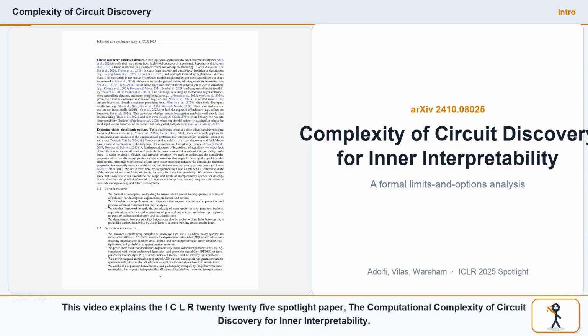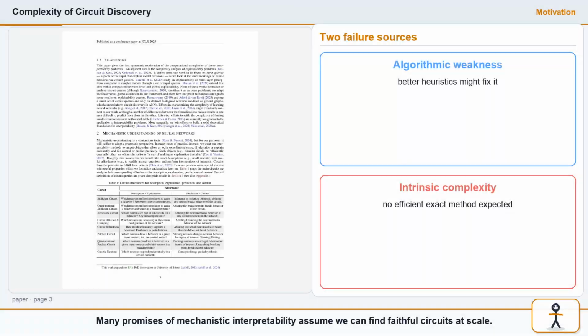This video explains the ICLR 2025 Spotlight paper, The Computational Complexity of Circuit Discovery for Inner Interpretability. Its main contribution is not another heuristic, but a formal map of which interpretability queries are computationally feasible and which are provably hard. Many promises of mechanistic interpretability assume we can find faithful circuits at scale. But if the underlying query is intractable, failures of heuristics may reflect hard limits, not just poor engineering. This paper makes that distinction formal.